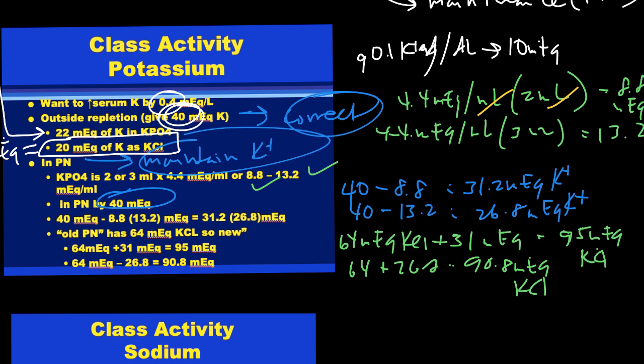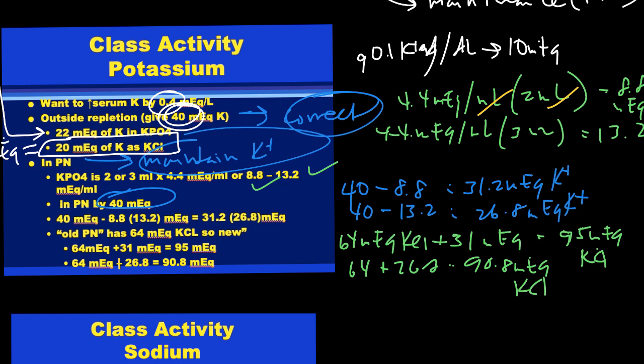So let's see. You're giving him 8.8 or 13.2 to maintain him at the 40. How much left do you need to supply him? So 40 minus 8.8, you need to supply him 31.2 more, or 40 minus 13.2, you need to supply him 26.8 more. So you can either give him, it should be a plus. You're trying to give him a total of 95 milliequivalents of potassium chloride by adding 31 more, or you can give him a total of 90.8 by giving him 26.8 more.